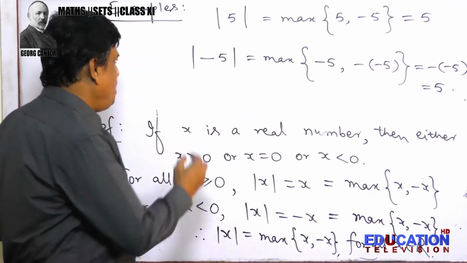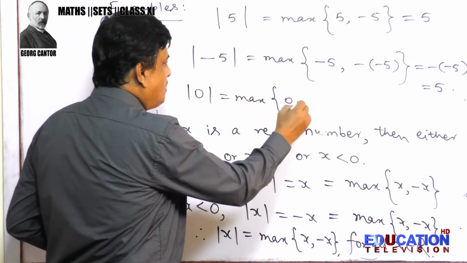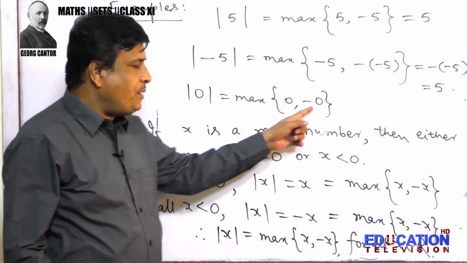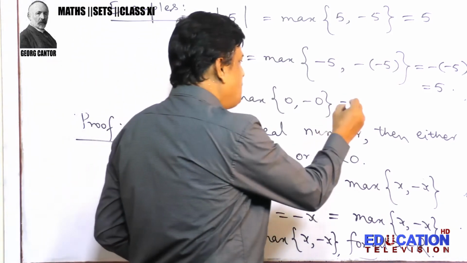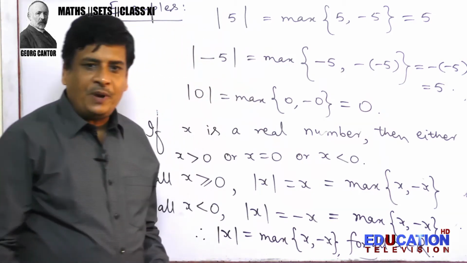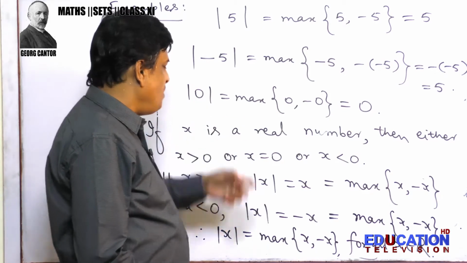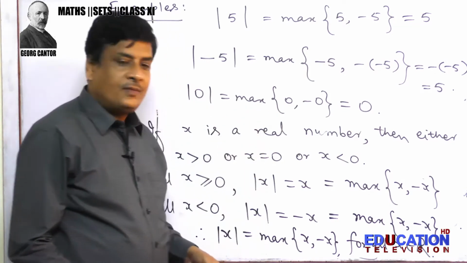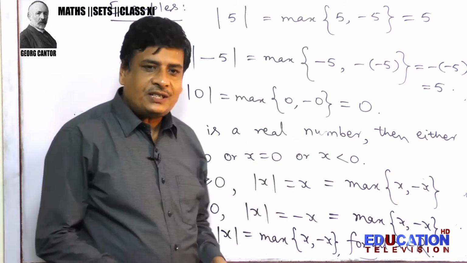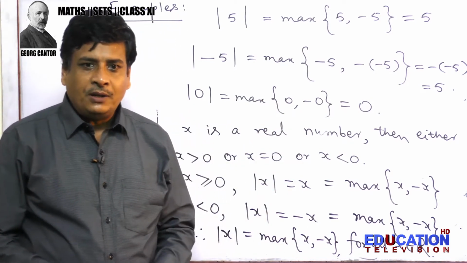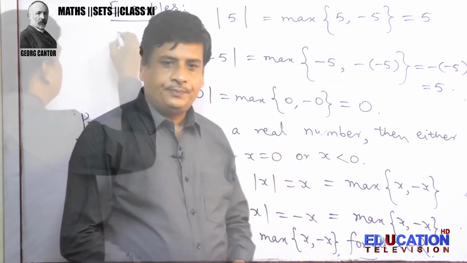In case we are taking 0, the maximum of 0 and minus 0, both are the same, the element is the same. So the maximum value of the set containing only one element is that element itself. So modulus x is the maximum value of the set containing two elements x and minus x, whatever the element may be, a positive real number or a negative real number or 0.